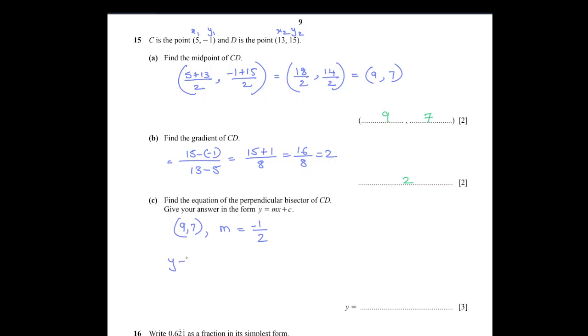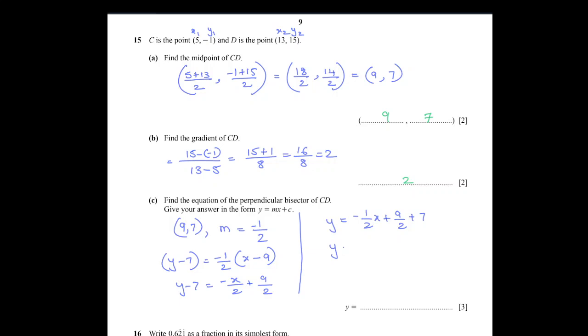The rule is y minus y1, so y minus 7, is equal to m, that is gradient, into x minus x1, that is 9. So y minus 7, open the bracket, minus x by 2 plus 9 by 2. Bring 7 on the other side. y is equal to minus 1 by 2 x plus 9 by 2 plus 7.